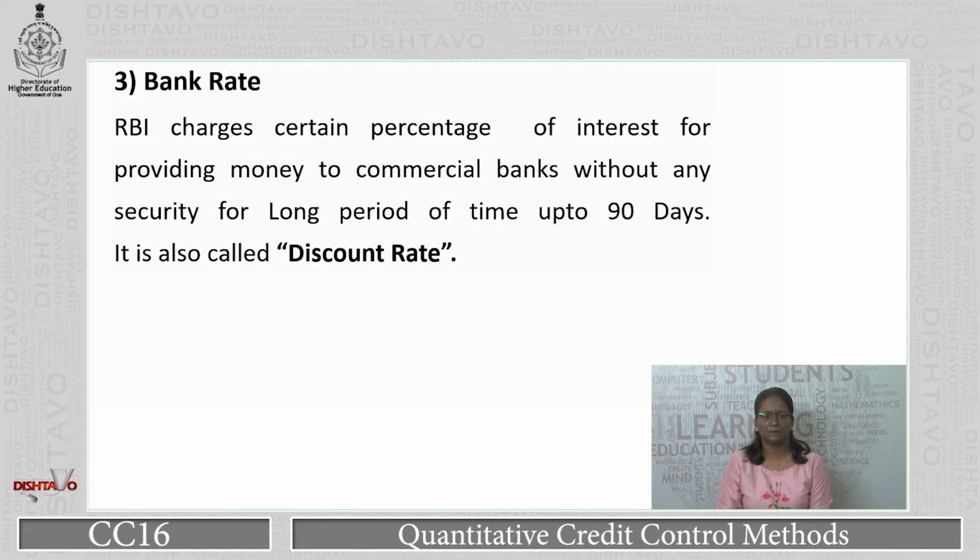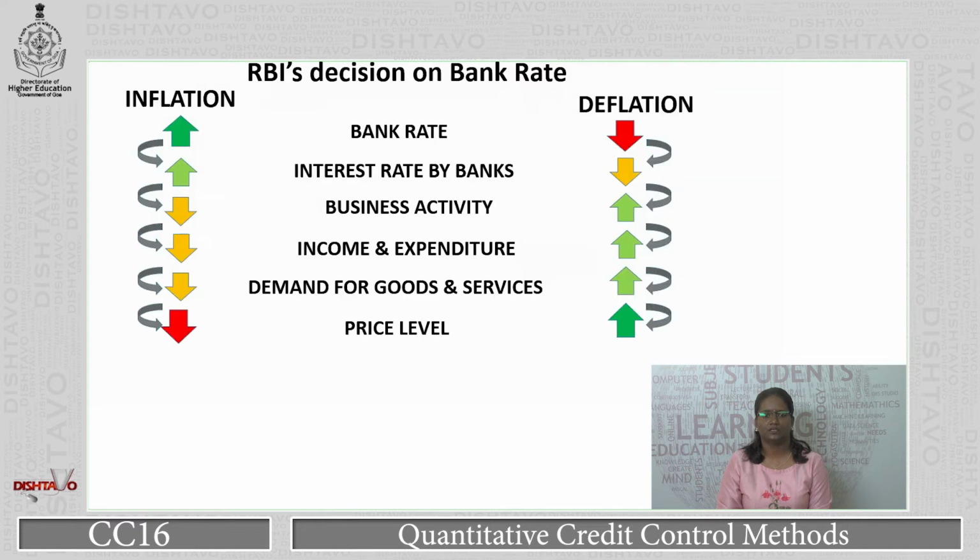The third concept is bank rate. RBI charges a certain percentage of interest for providing money to commercial banks without any security for a long period of time, up to 90 days. It is also called discount rate. The RBI's decision on bank rate to increase or decrease depends on the economic situation.